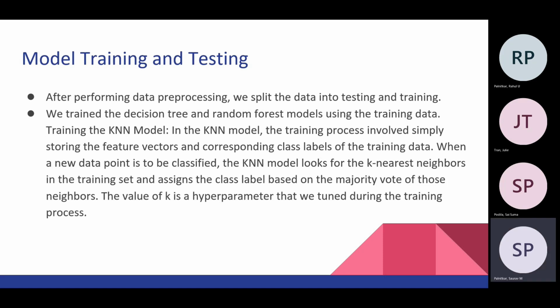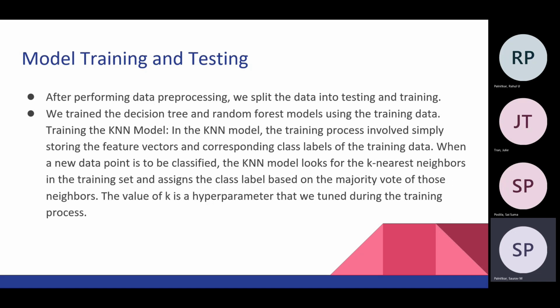So coming to the part of model training and testing, we have basically split the data into testing and training sets. And as we mentioned before, the training set consists of 80% of the data and the testing set contains 20%. We have trained three different models, that is the decision tree, the random forest, and the KNN.